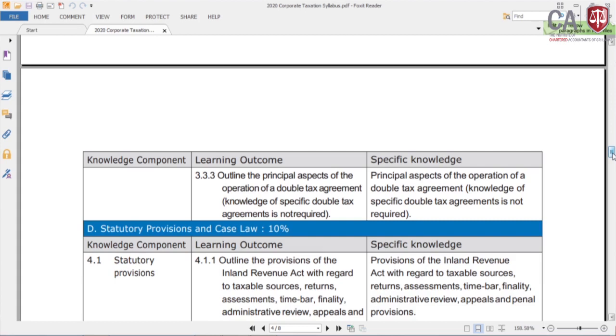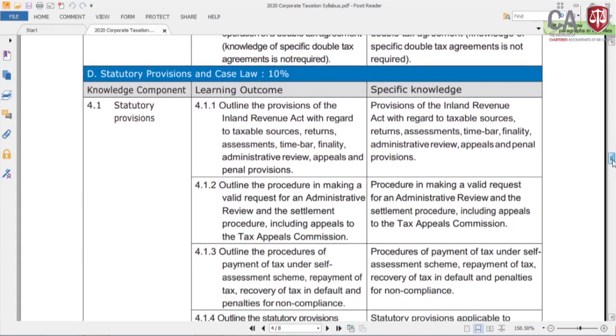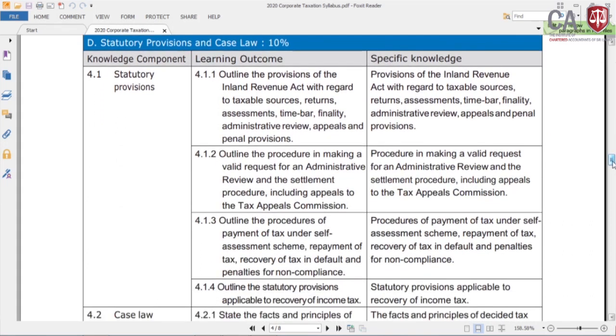Then that's all about non-resident taxation. Our next topic is statutory provisions and case law. As I have mentioned, case law provision corrections I am going to discuss under the revision session. In the theory, I am coming to the statutory provisions 4.1 area, which is the knowledge component. The learning outcome is to outline the provisions of the Inland Revenue Act with regard to taxable sources, returns, assessments, time bar provision, finality, the administrative review, appeals and penal provisions.